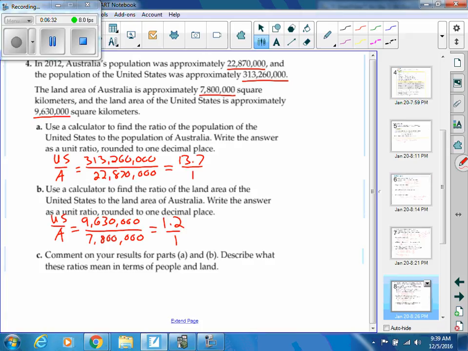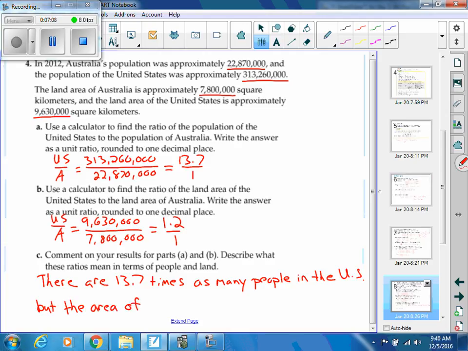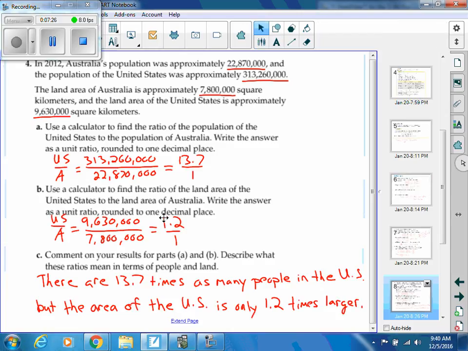So C, comment on your results from parts A and B. Describe what the ratio means in terms of people and land. So for the people, there are 13.7 times as many people in the U.S. Okay, but the area of the U.S. is only 1.2 times larger. All right, so we have 13.7 times as many people in the U.S. as in Australia, but the area of the U.S. is only 1.2 times larger.